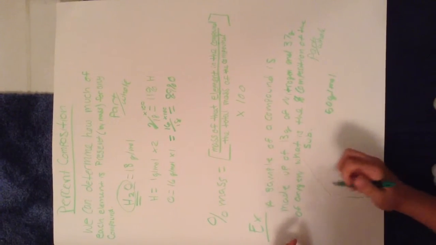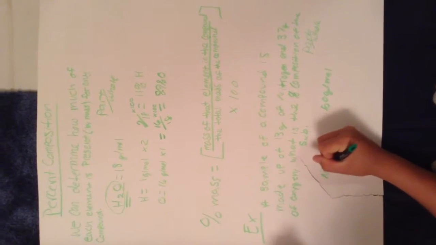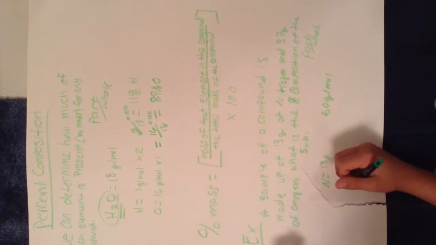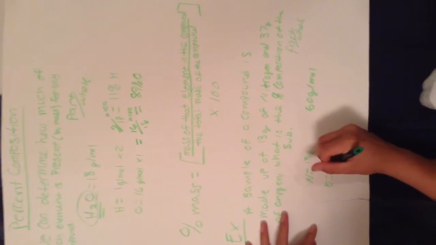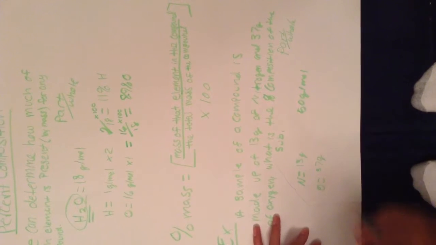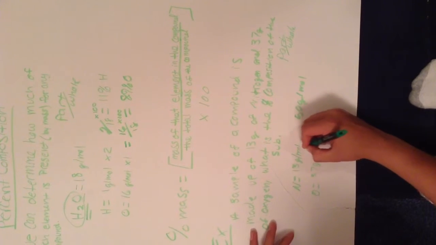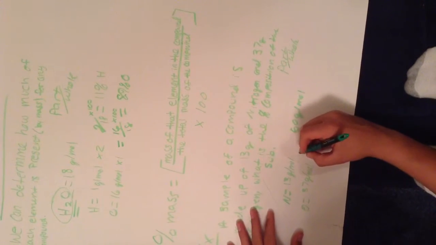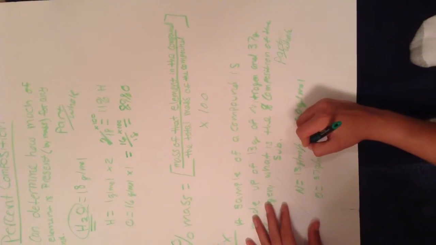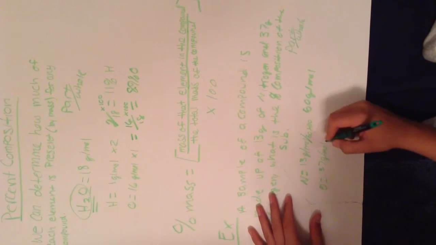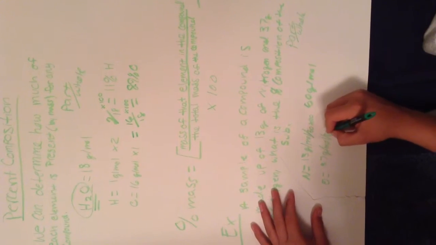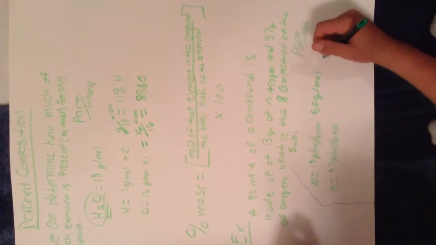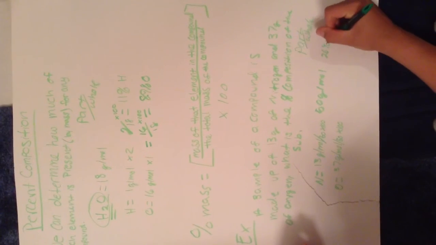So we have our whole, now we have nitrogen, which equals 13 grams, and we have oxygen, which equals 37 grams per mole. So we'll do that over 50 times 100, and oxygen over 50 times 100, which for nitrogen will give us 26% of nitrogen.